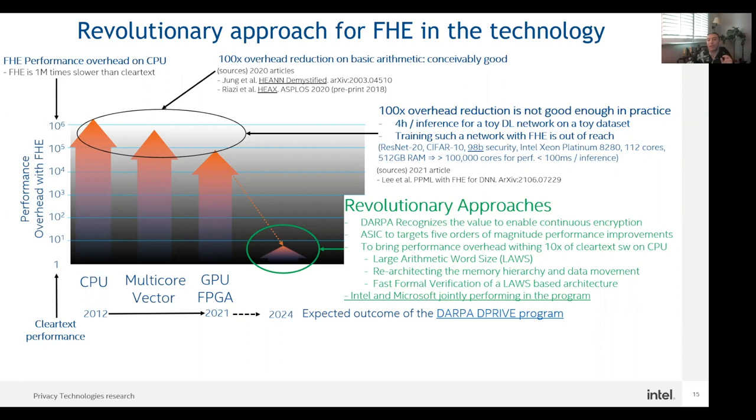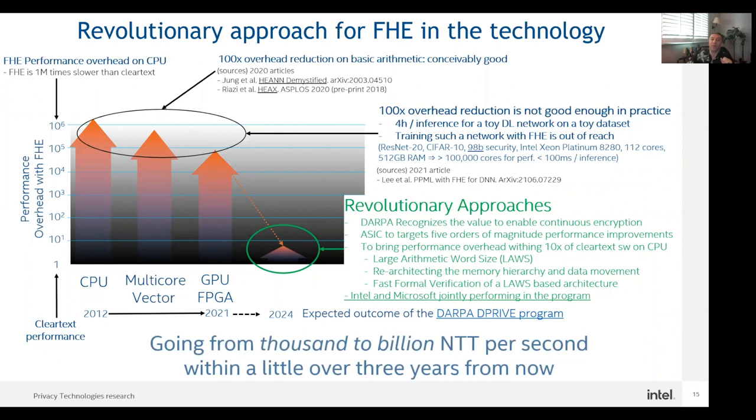So Intel and Microsoft, led by Intel, are jointly performing in this program. And the idea is that the expected outcome of the DARPA DPRIVE program is providing this performance within 3 years from now, with respect to the history that we have seen in the retrospection of the past 10 years. And what that really means is going from 1,000 to billions of NTTs per second within a little over 3 years from now.